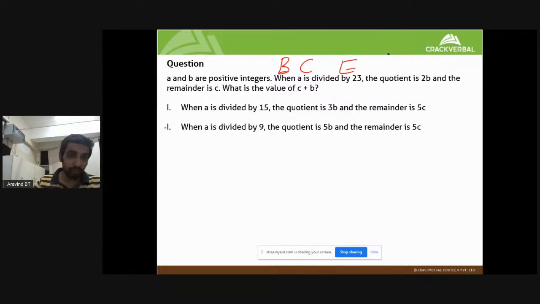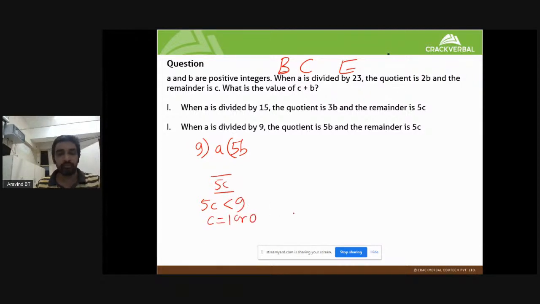Second statement alone, I'm sorry about the small typo, it had to be second. I hope all of you understood that part. When A is divided by 9, the quotient is 5B and the remainder is 5C. Very important to understand that 5C has to be less than 9. Therefore, C can be 1 or 0. Very important also to understand A is nothing but 45B plus 5C.